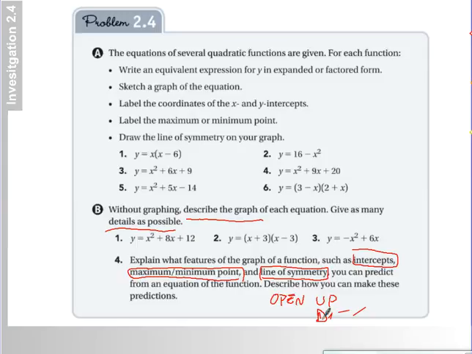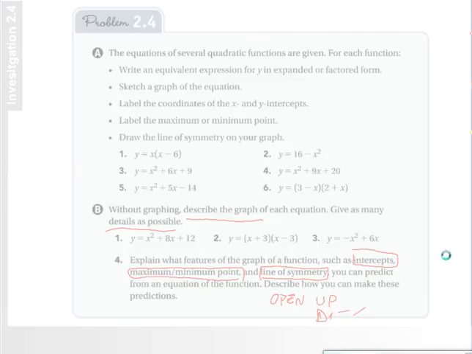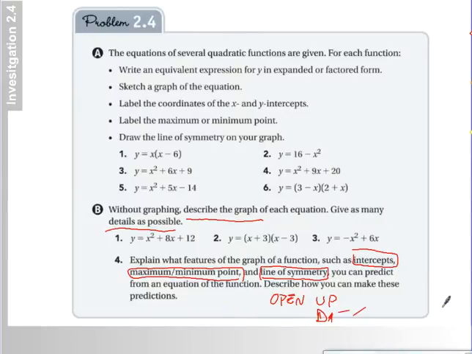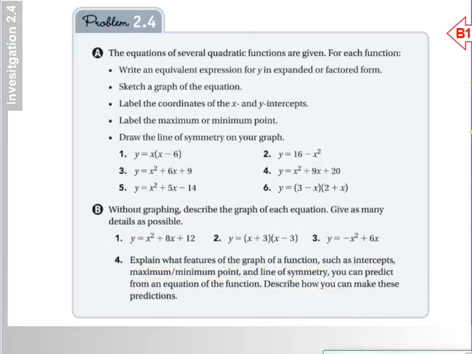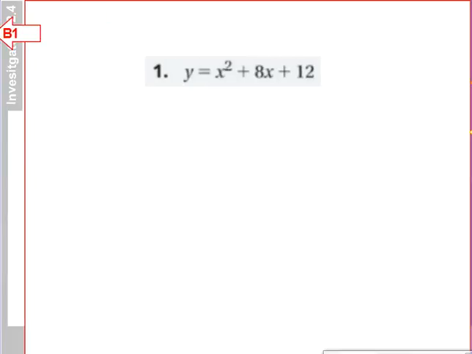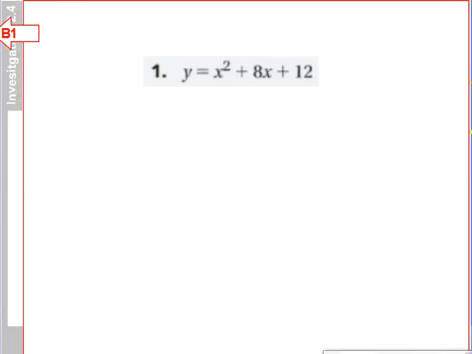Now, a parabola that's opening up looks like a U. If it's opening down, it looks like a frowny face. So this is down, and this is up. All right? Okay, hopefully we're all good now. So let's take a look at V1. We are being asked to find the x-intercepts, the y-intercept, the line of symmetry, and the vertex, whether it's a maximum or minimum. And so here we go.